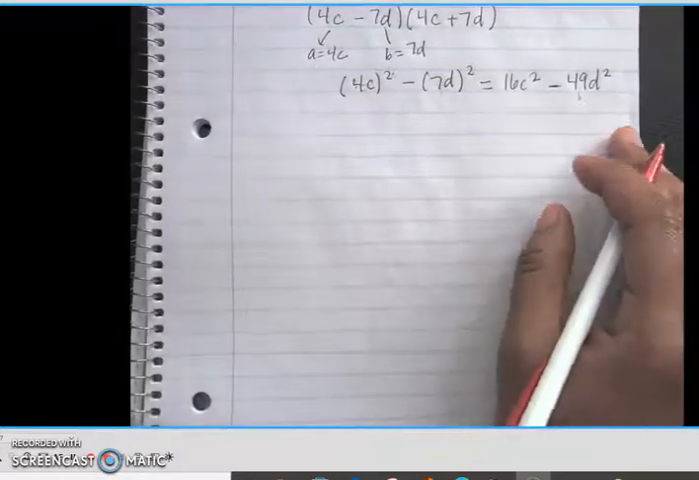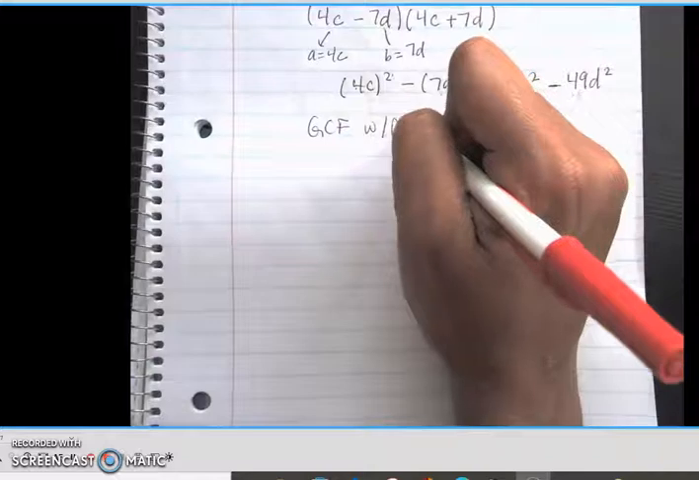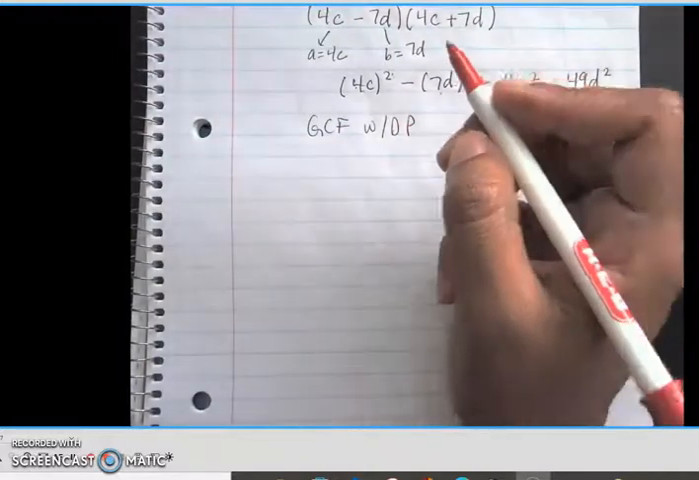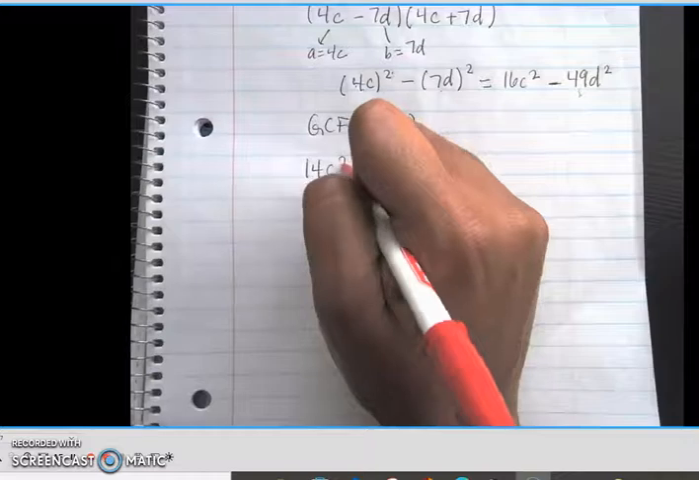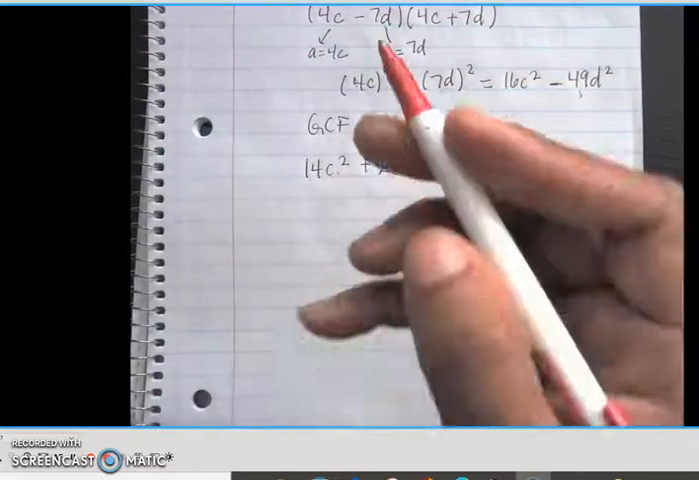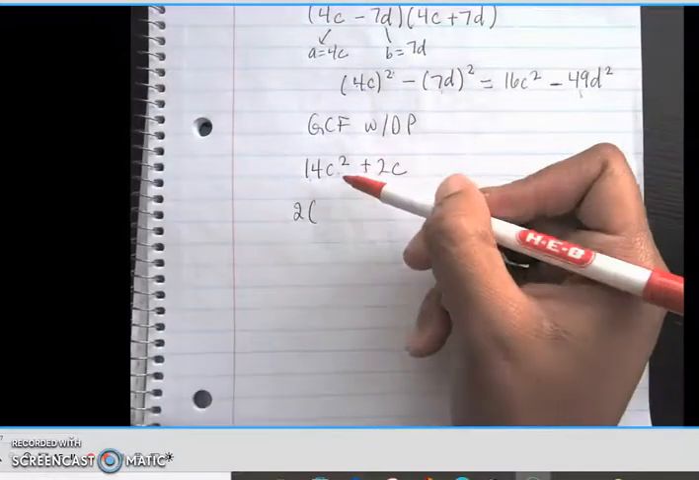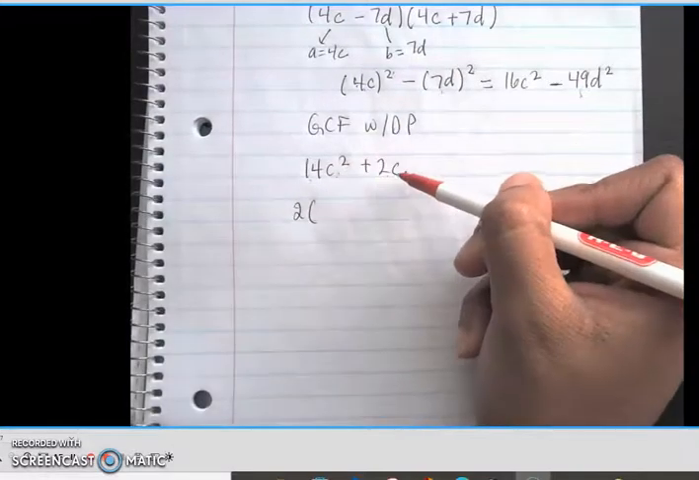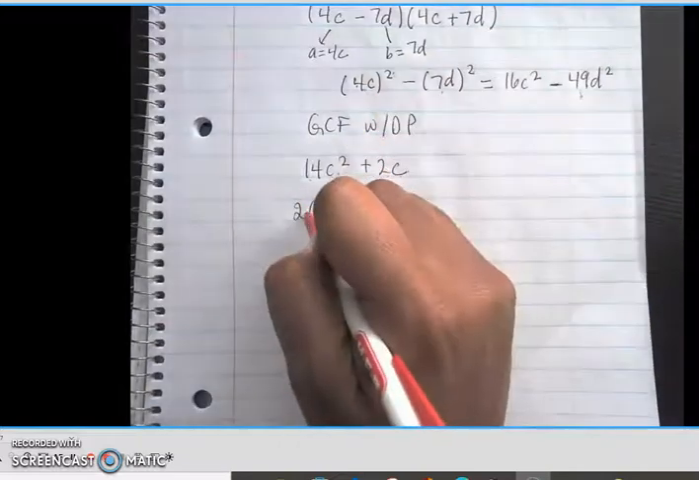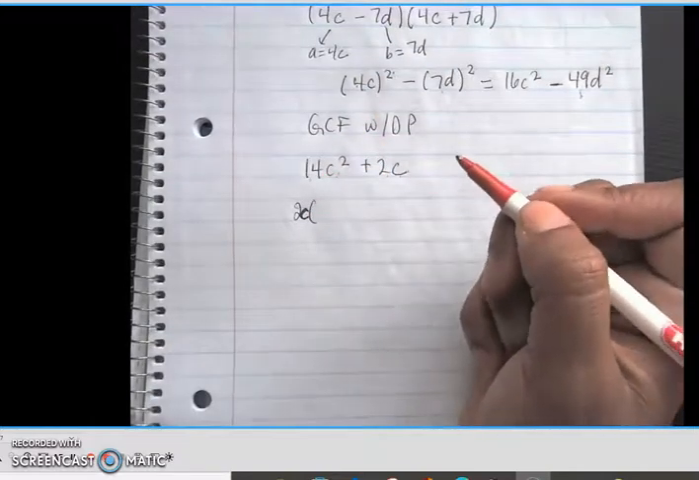All right, so here is the GCF with the distributive property. So what if they give you something like 14c squared plus 2c? When we think about 14 and 2, their common factor would be 2. Also, this term has 2 c's, this one has 1 c. So what do they have in common? 1 c. So I'm going to pull a c out in the front as well. And then I'm thinking about the distributive property backwards.